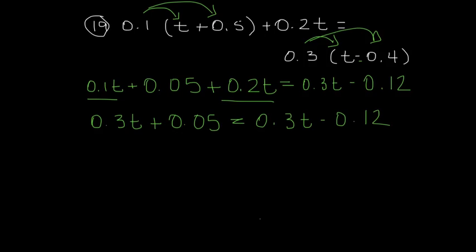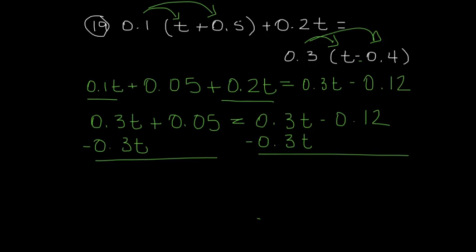I can now subtract 0.3t from both sides. And in doing so, something interesting happens. My 0.3t's cancel out over here, and I'm left with 0.05 equals, my 0.3t's cancel over here, and I'm left with negative 0.12.